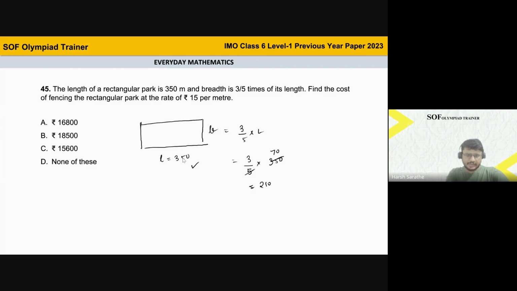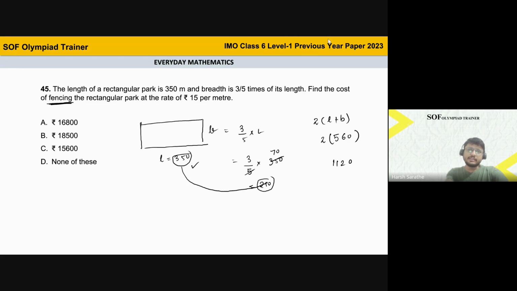Now you have the length and the breadth. Now they are asking us to fence. Whenever you have a question regarding fencing, you have to calculate the perimeter, not the area. So let's calculate the perimeter of this rectangle. Perimeter is 2 times (length plus breadth). When you add 350 and 210, you get 560. 560 is the sum of length and breadth, and you need to take 2 times of it. It is going to be 1120, so 1120 is the perimeter of this rectangular park.